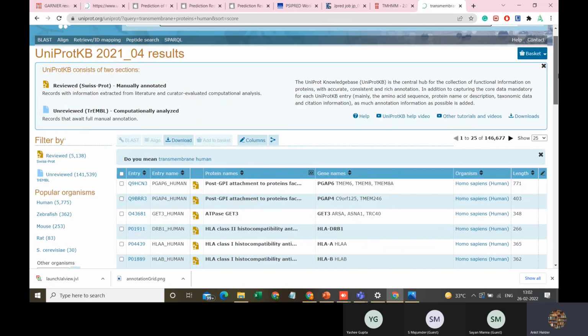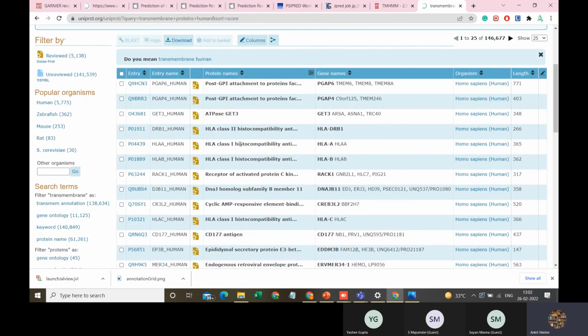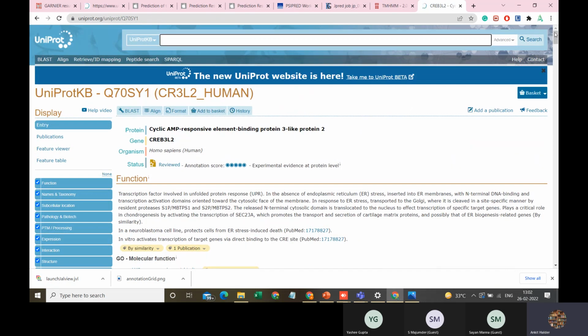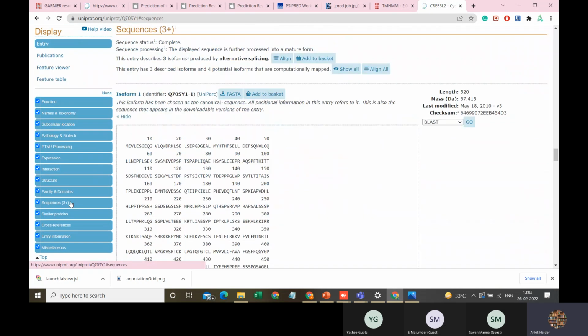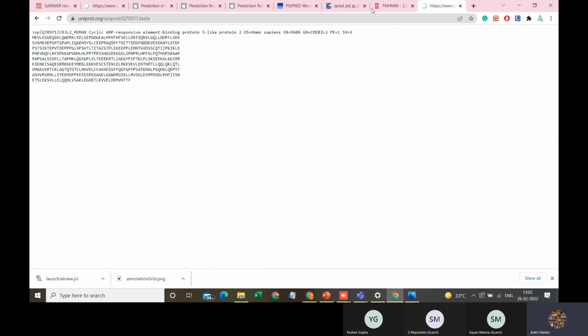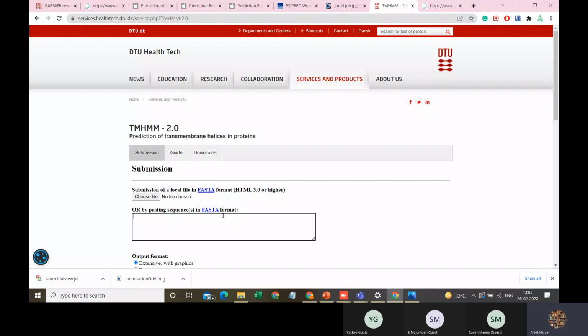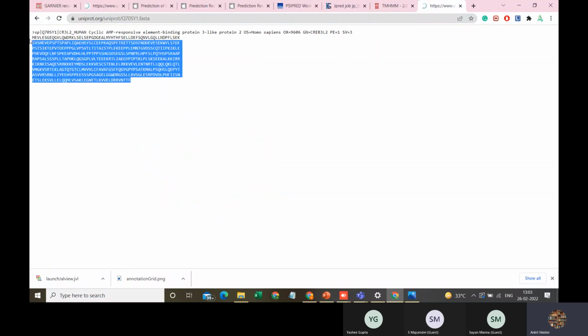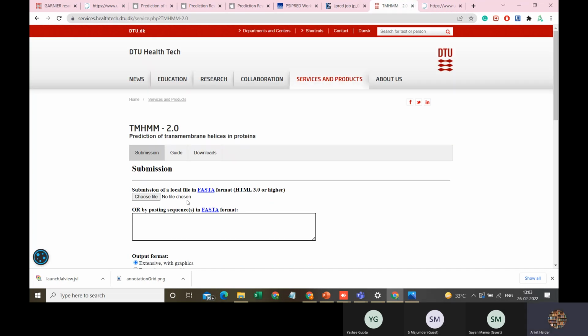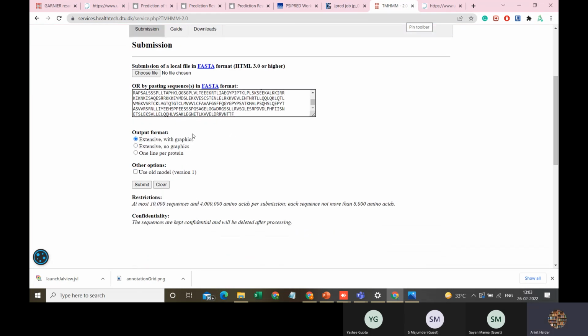So let us take this one. By taking these sequences, it will need a sequence in the FASTA format. So we want an extensive output format with graphics.